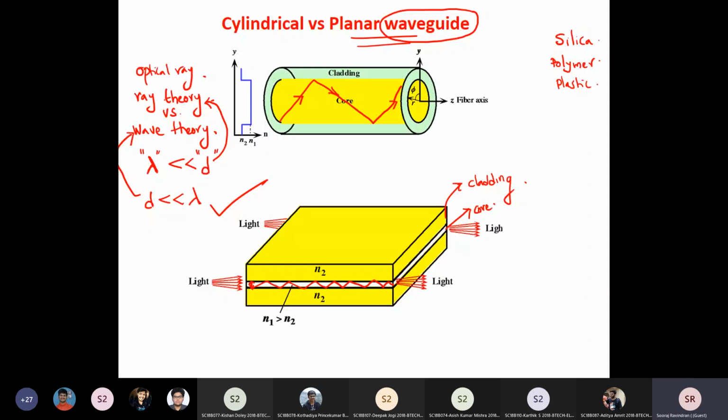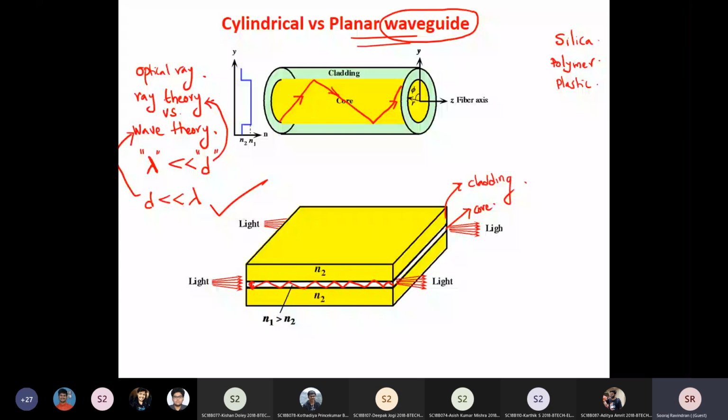So those are the advantages and disadvantages of wave theory. I'm just giving you a recap for the 2 or 3 lectures. We are going to describe the electromagnetic theory of optical signals in a planar dielectric waveguide. So we are going to describe how the wave propagation happens inside a planar waveguide.